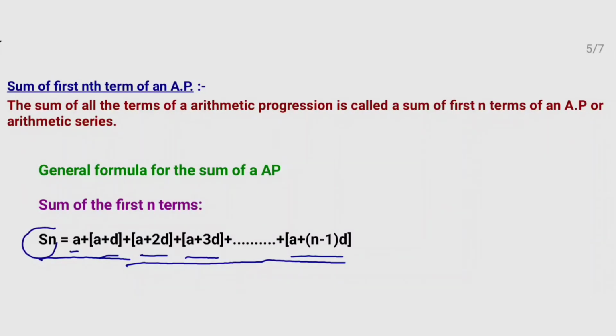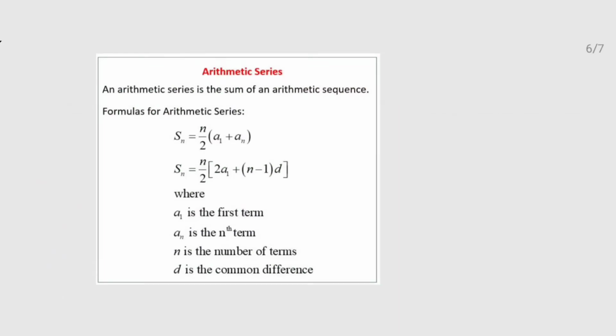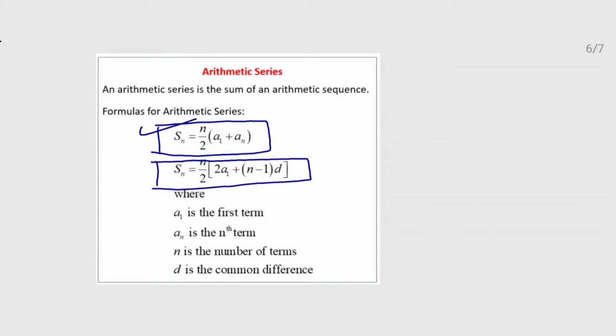So here the sum of the n terms is denoted by Sn, and the formula for the sum of n terms is Sn equal to n by 2 into (a1 plus an). When they give the first term and the nth term, that time we will use this formula. Is it clear? And another formula is there: Sn is equal to n by 2 into (2a1 plus (n minus 1) into d). When they give the AP, that time we will use this formula.